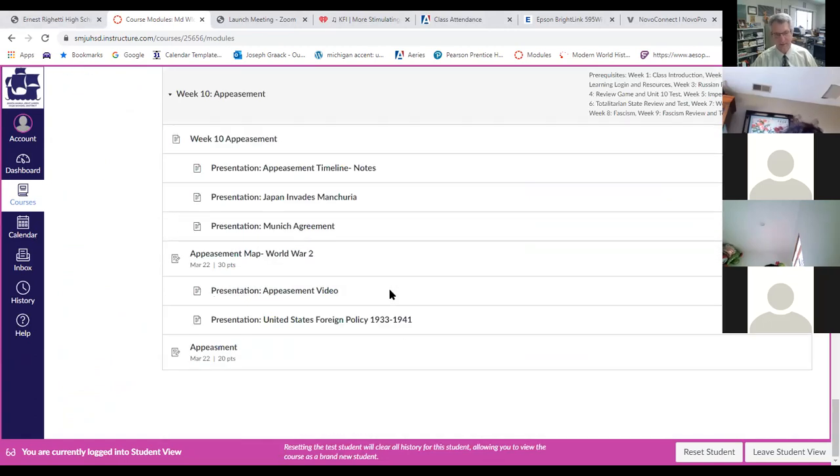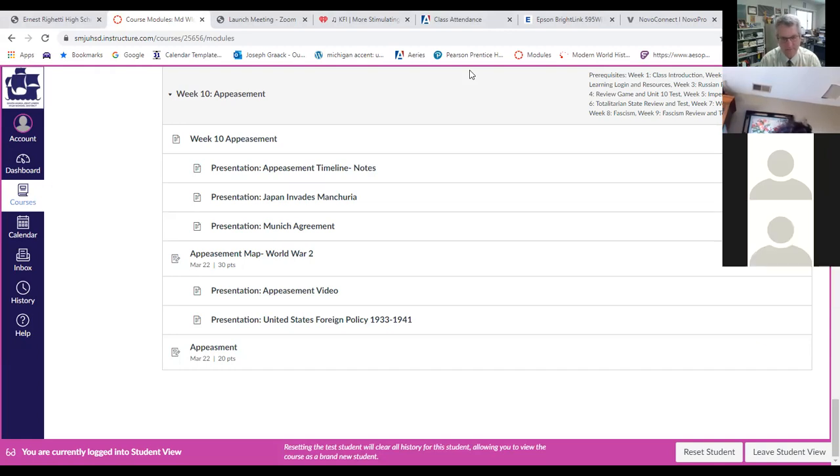So today we'll take a look at appeasement and what's going on with Germany and their addition of lands in Europe, Japan and their addition of lands in Asia, and specifically North China, an area known as Manchuria. We'll take a look at the Munich Agreement, which is a compact signed by Great Britain, France, Germany, and Italy, the big powers in Europe, to try to avoid another war.